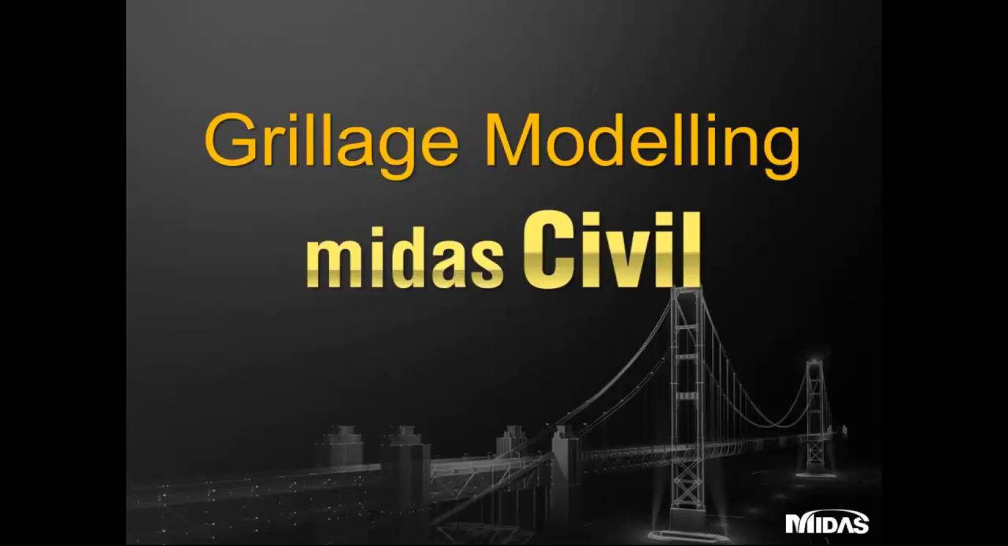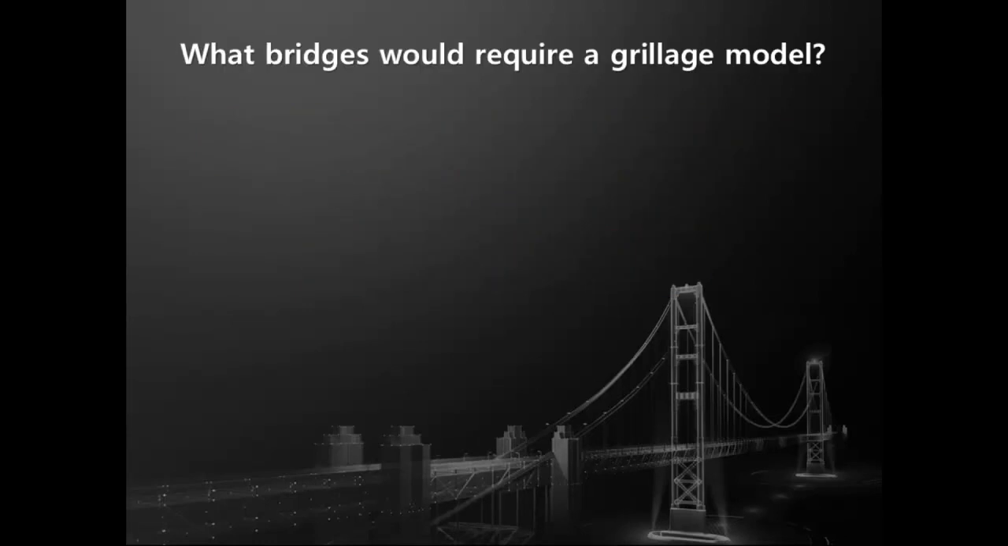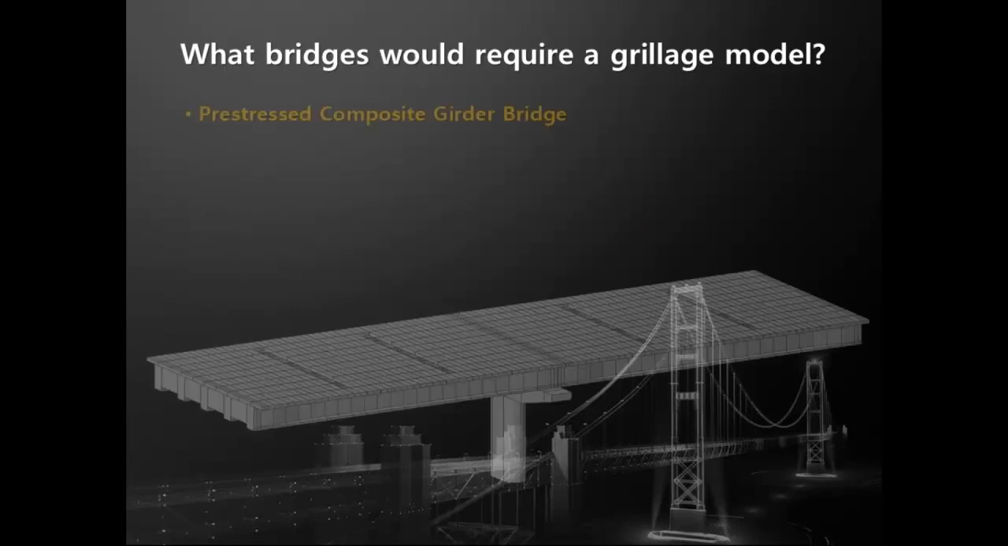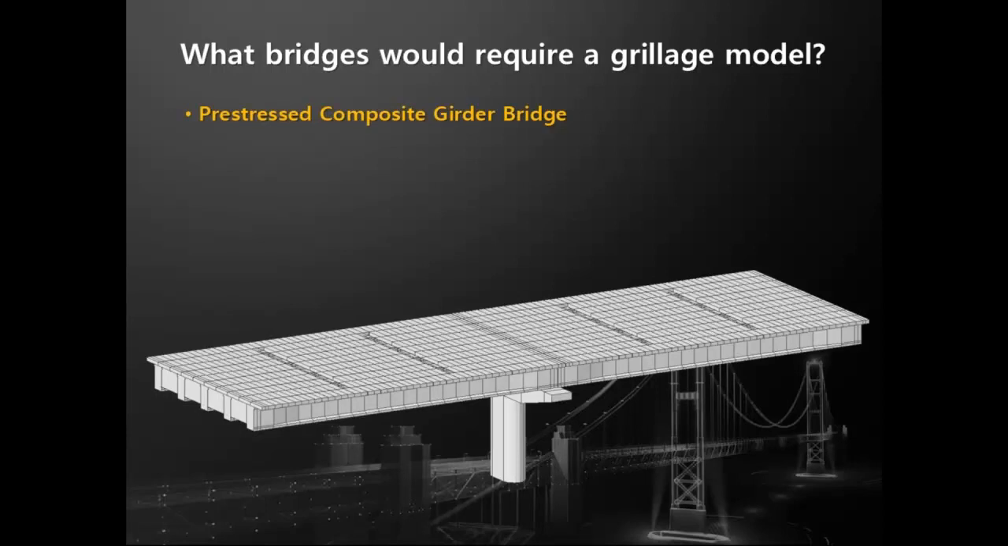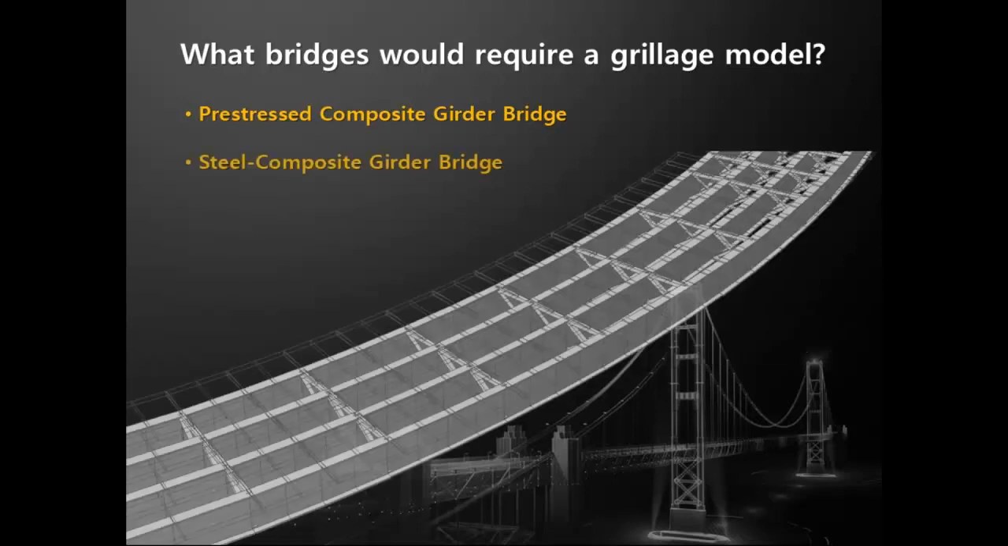Okay, now let's have a look at grillage modeling. First of all, what kind of bridges would basically require grillage modeling? The foremost and most basic is the pre-stressed composite girder bridge. This can be modeled as a grillage. If not, some people even prefer modeling girders as beam elements and the deck as slab. That can also be done. But one of the preferred methods is grillage, as the result extraction is easier. Similarly, for steel composite bridges, your transverse bracings and deck could all basically be modeled as a grillage.